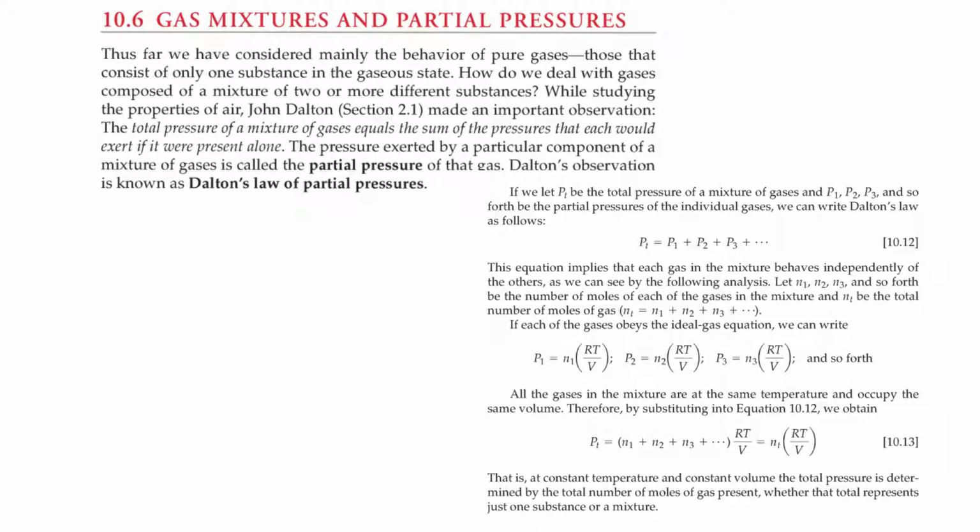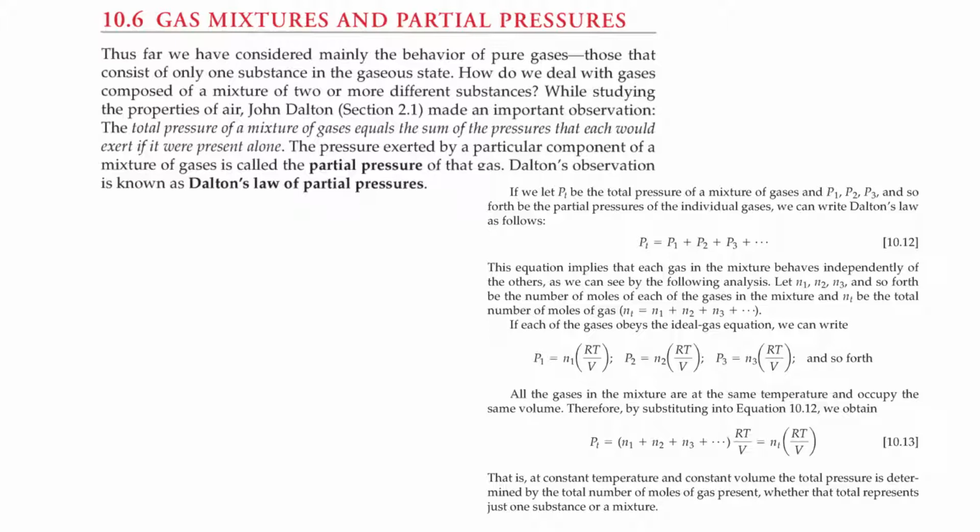So if we let P_t be the total pressure of a mixture of gas, and P1, P2, P3, and so forth be the partial pressures of individual gases, we can write Dalton's law as follows: P_total equals P1 plus P2 plus P3, and so on.